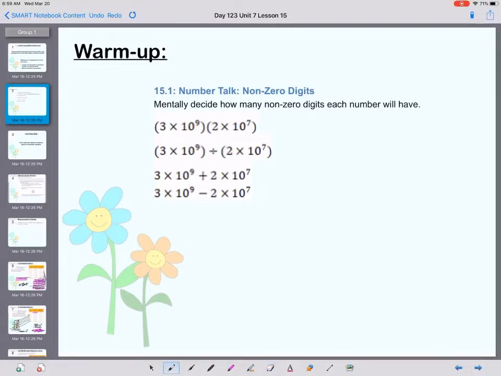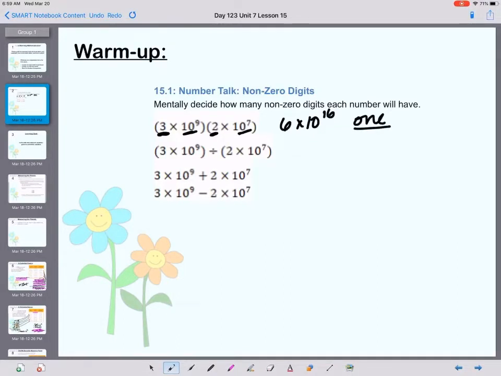Alright, so number 1, I have 3 times 10 to the 9th times 2 times 10 to the 7th. So I would take their coefficients and I would multiply them, which would be 6 times 10. If I have the same base, I would be adding their exponent, so 9 plus 7 is 16. That's a pretty large number, but all it wants to know is how many non-zero digits there would be. So in this case, this would be 1.